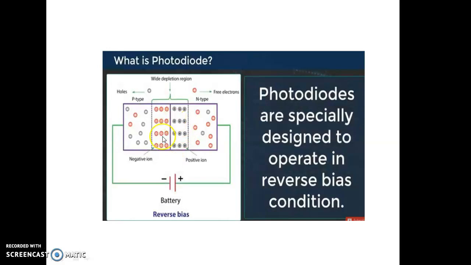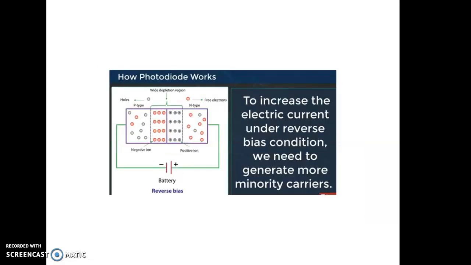So this PN junction depletion layer is an unused region. It has neutral atoms. To increase the reverse bias current, we need to generate more minority carriers. So in reverse bias, more minority carriers will be generated in P-type as well. The minority carriers in N-type are holes. These holes will support the neutral atoms that are present in the depletion region.